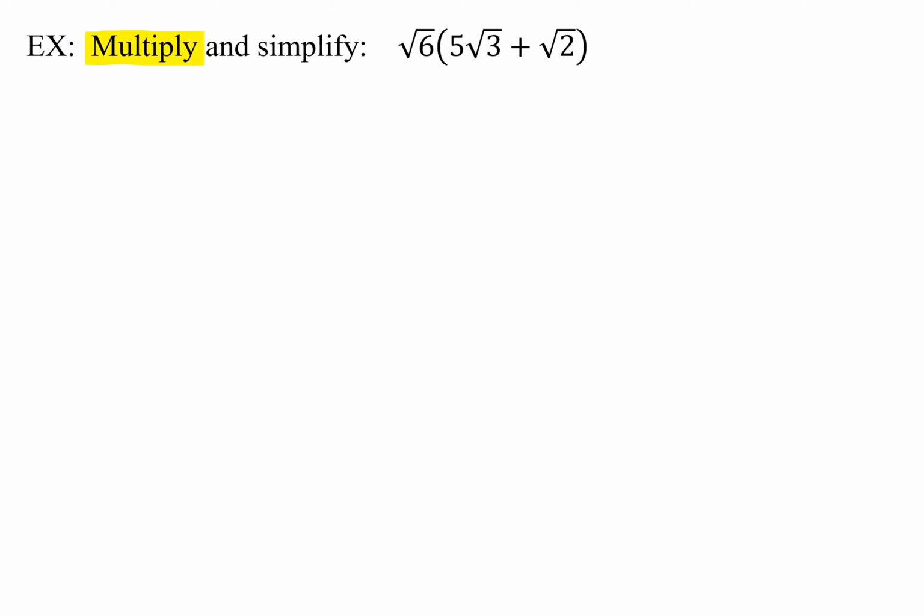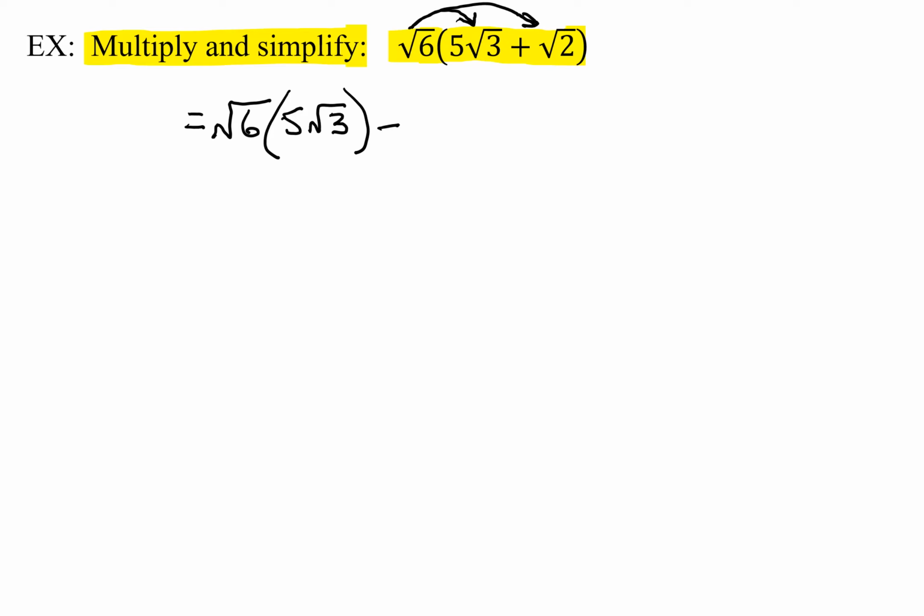In this problem, I'm asked to multiply and simplify the square root of 6 times the quantity 5 times the square root of 3 plus the square root of 2. So the way I'm going to do this problem is I'm going to distribute the square root of 6 into this parentheses. So what I'm going to get is the square root of 6 times 5 times the square root of 3, plus the square root of 6 times the square root of 2.